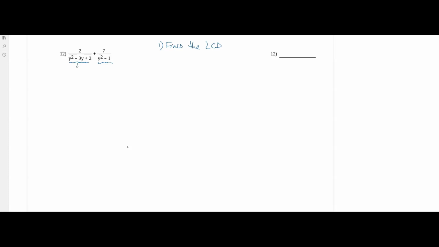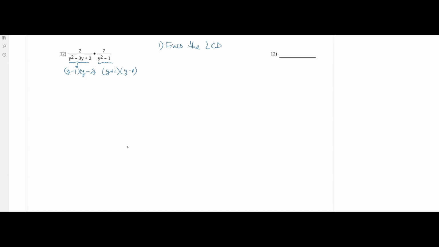So this one should be y and y, and then negative 1 and negative 2, right? So negative 1 times negative 2 is positive 2, and negative 1 plus negative 2 is negative 3. So it matches. Y squared minus 1 is the difference of two squares, so it should be y plus 1 times y minus 1.